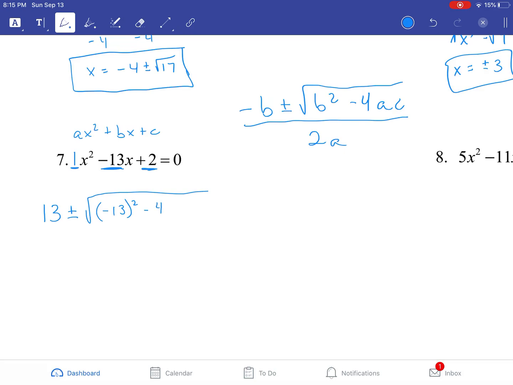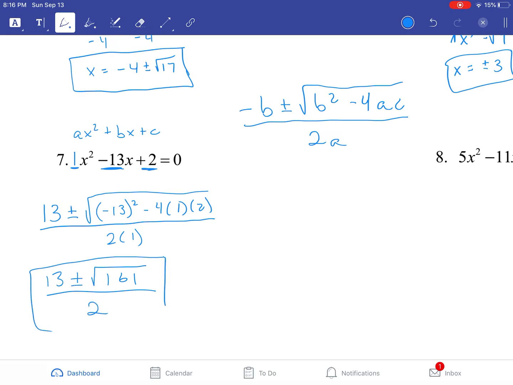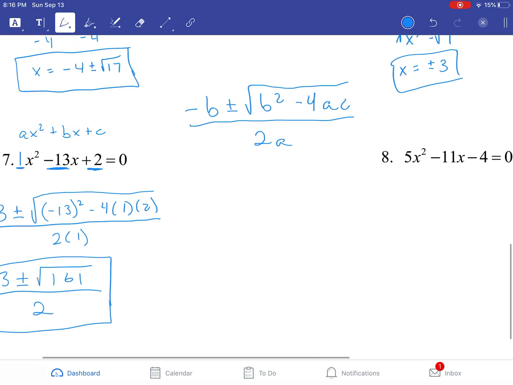So we're going to finish filling out the formula. 4 is part of the formula, A is 1, and C is positive 2. Okay, we're going to divide by 2 times 1, and now we start to simplify. So I would suggest doing the entire square root, whatever's underneath the square root, all at once. So we have negative 13 squared minus 4 times 1 times 2 gives you the square root of 161. 13 plus or minus that, all divided by 2. And that's all we need you to do. That's it, you're done. That's the answer. Say it again at number 8.